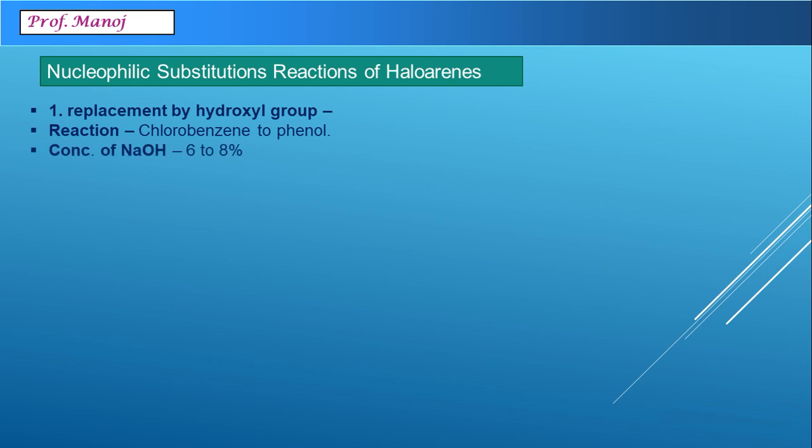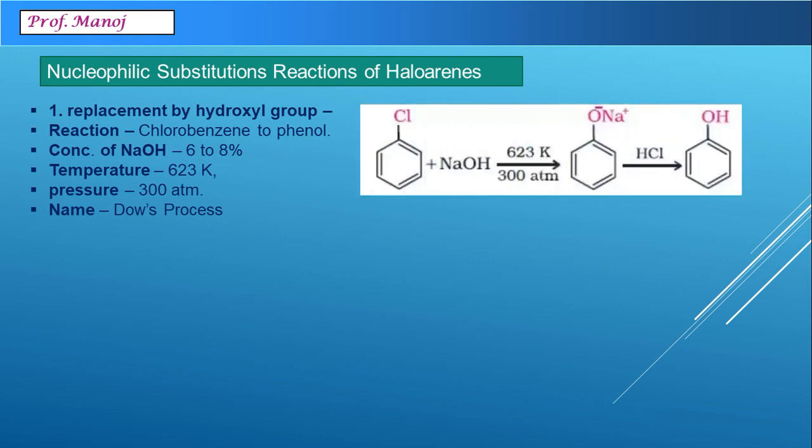The reagent used is NaOH in very dilute condition, 6 to 8%, but temperature is quite high, 623 Kelvin, and even pressure is extremely high, 300 atmosphere. The process was discovered by a German scientist, Dow. It's called Dow's process. You can see the two steps over here. Chlorobenzene is first treated with NaOH with the said conditions. We get a substance here called sodium phenoxide, which when further treated with HCl forms phenol.